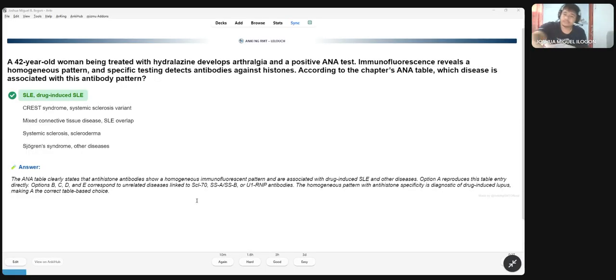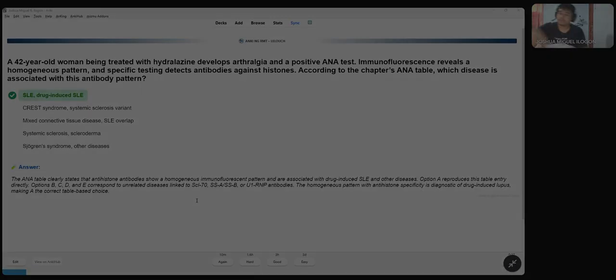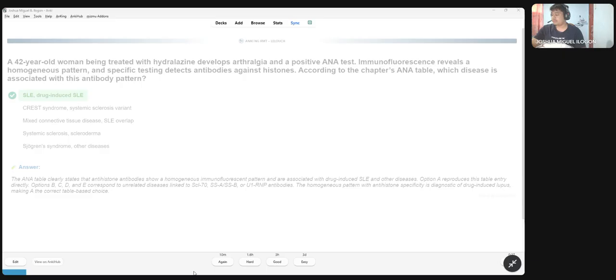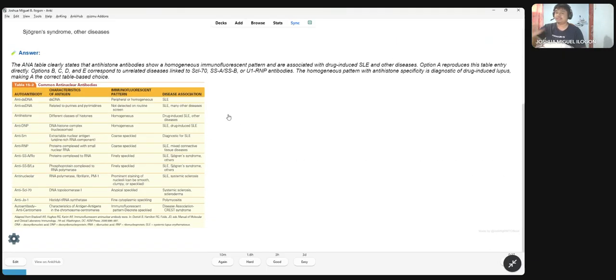No wait, sorry. This is why I love Anki so much, bro. It's so modular. Unlike the other flashcard options you have.